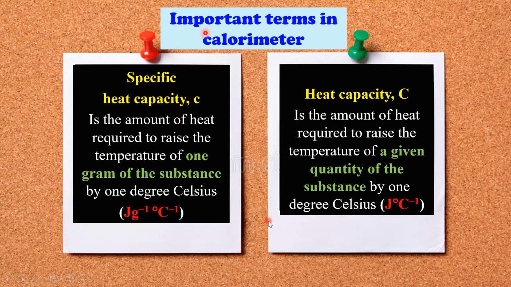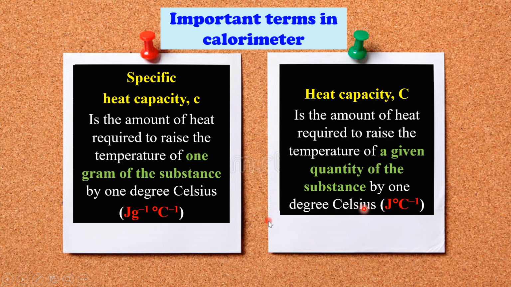There are two important terms in calorimetry: specific heat capacity, with the symbol small c, and heat capacity, capital C. So what is the difference here? Specific heat capacity is the amount of heat required to raise the temperature of 1 gram of the substance by 1 degree Celsius. Whereas heat capacity, capital C, is the amount of heat required to raise the temperature of a given quantity of the substance by 1 degree Celsius.